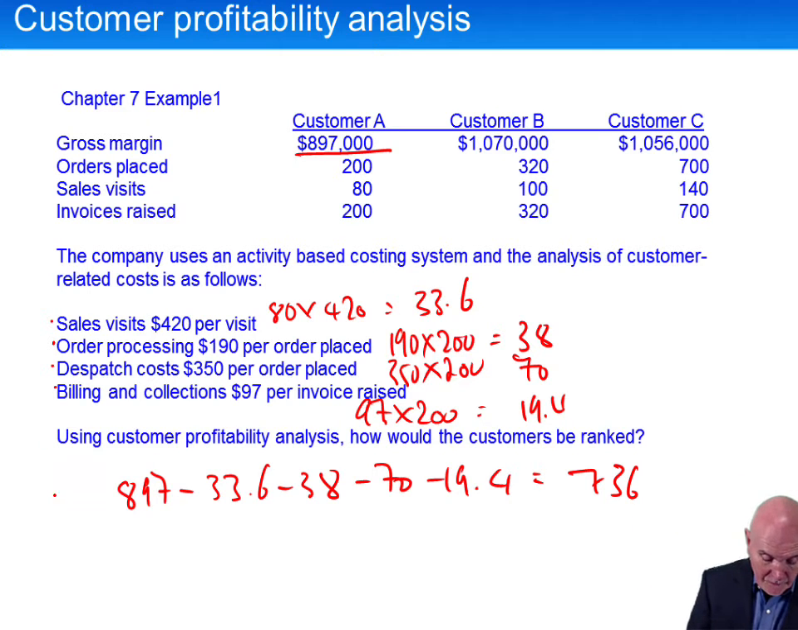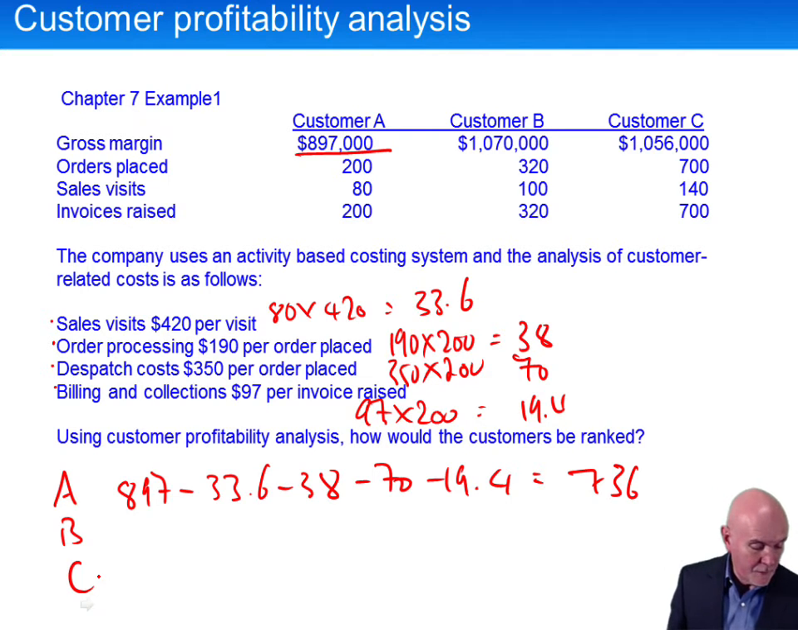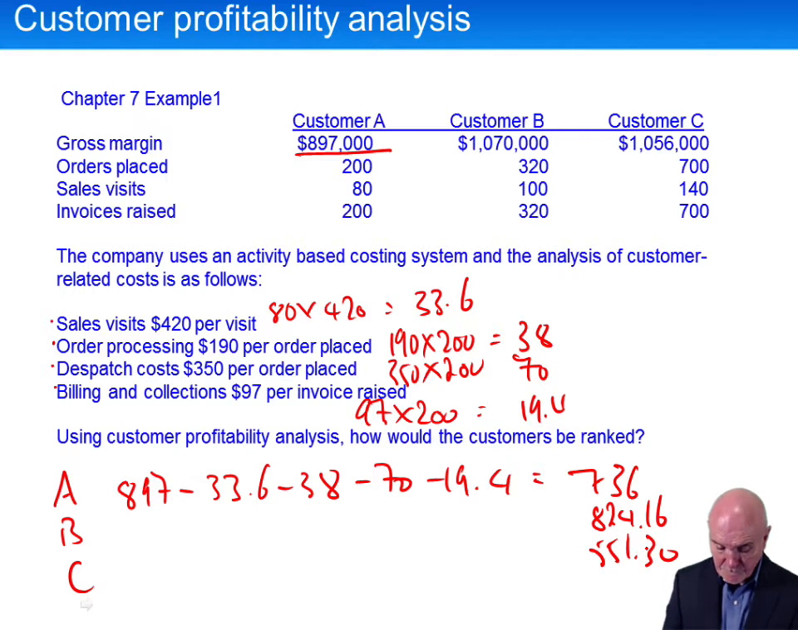If you are going to do it with the other ones, or by looking at the answer, you will see that B is going to come out with about 824.16. And the third one is going to be coming out at 551.3. So customer B is still the most profitable one, but instead of customer C coming next, it is customer A's.